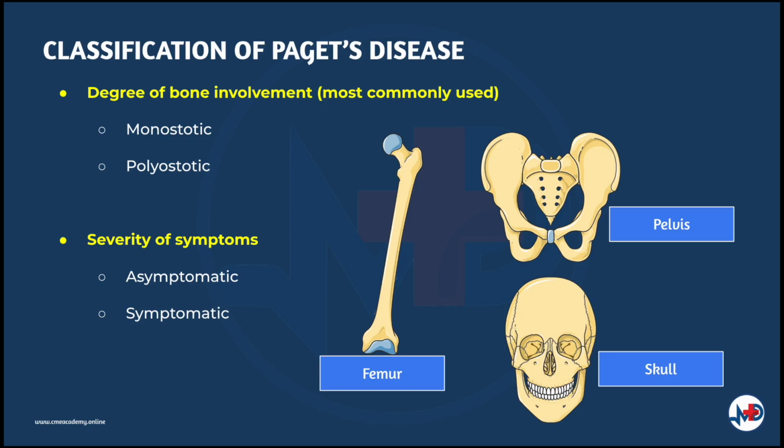Otherwise, Paget's disease could also be classified according to the severity of symptoms, either asymptomatic or symptomatic. Most patients with Paget's disease are asymptomatic. Symptomatic patients may experience symptoms that range widely in severity, from minimal bone discomfort to severe pain due to pathological fractures. Sometimes, they may present with complications such as secondary osteoarthritis, spinal stenosis, deafness, or other nerve compressive syndromes, and rarely high-output cardiac failure.